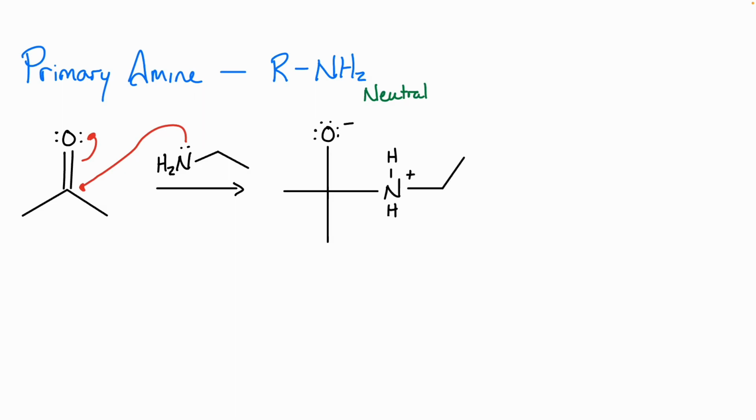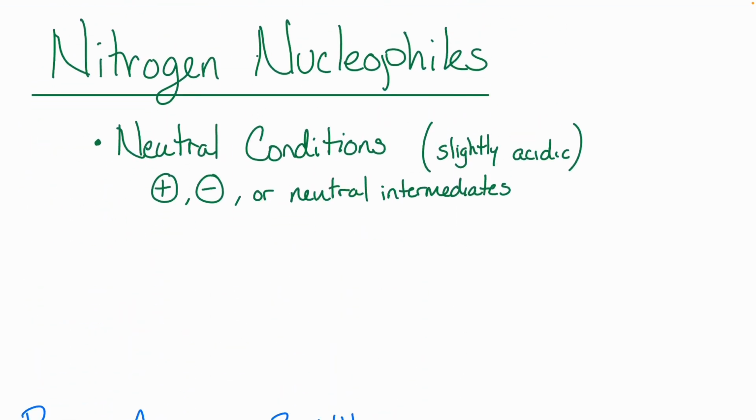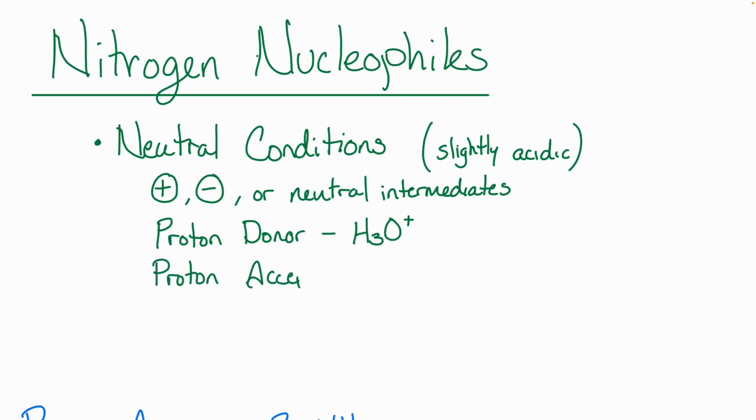All right, so at this point here, we're going to do kind of what we would normally expect. We need to protonate this oxygen so that it's neutral, and we need to deprotonate this nitrogen so that it's neutral. Okay? Under neutral conditions here, because we are slightly acidic, our proton donor, or our acid, is going to be hydronium, and our proton acceptor is going to be water.